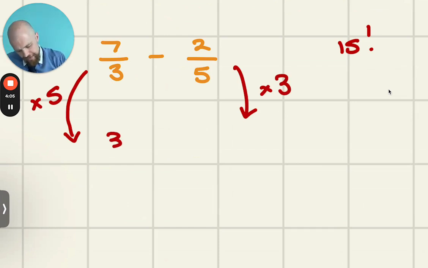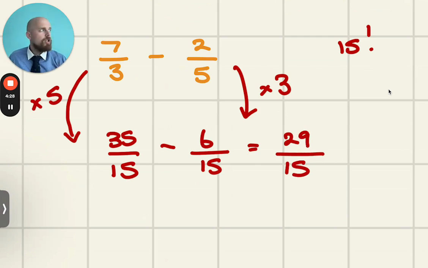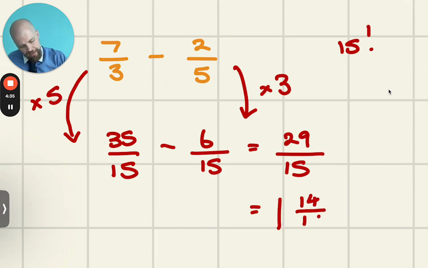5 times 7 is 35 and 5 times 3 is 15 as we wanted. And we'll do the second fraction times by 3. So 3 times 2 is 6. 3 times 5 again is 15. Now we've got the denominators the same, it's really easy, we can just subtract them. 35 minus 6 is 29/15. And if you want to leave it not as a top-heavy fraction as we've got at the moment, but as a mixed number, I can just leave it as 1 and 14/15. And that won't simplify down anymore.